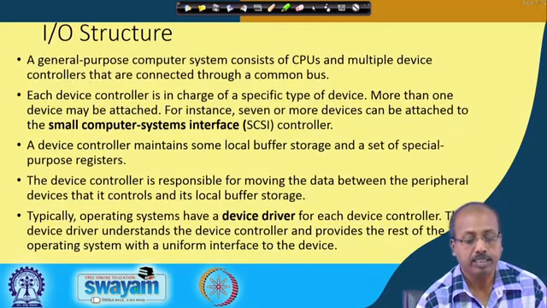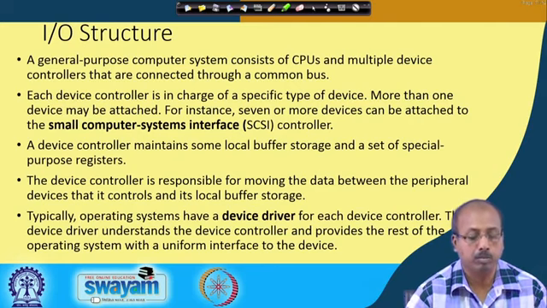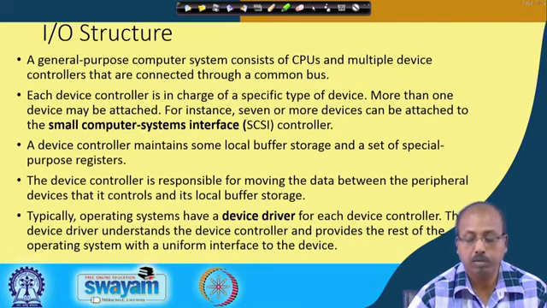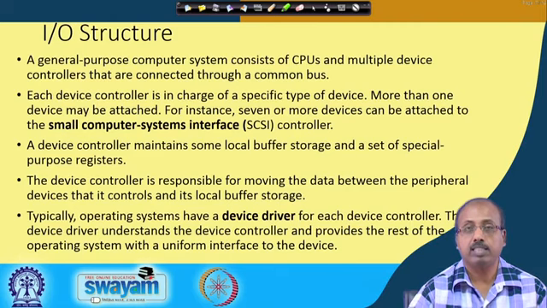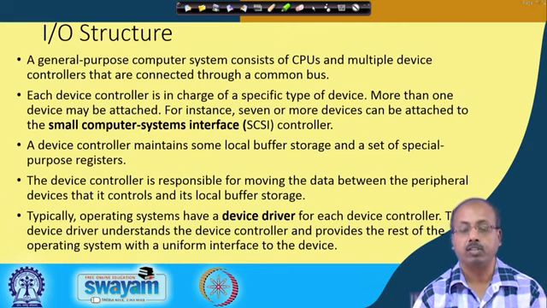Then coming to the I/O structure, a general purpose computer system consists of CPUs and multiple device controllers that are connected through a common bus. Each device controller is in charge of a specific type of device, and more than one device may also be attached. For instance, you can have 7 or more devices attached to the small computer systems interface or SCSI controller. A device controller maintains some local buffer storage and a set of special purpose registers, mostly control registers and all. A device controller is responsible for moving the data between the peripheral devices that it controls and its local buffer storage.